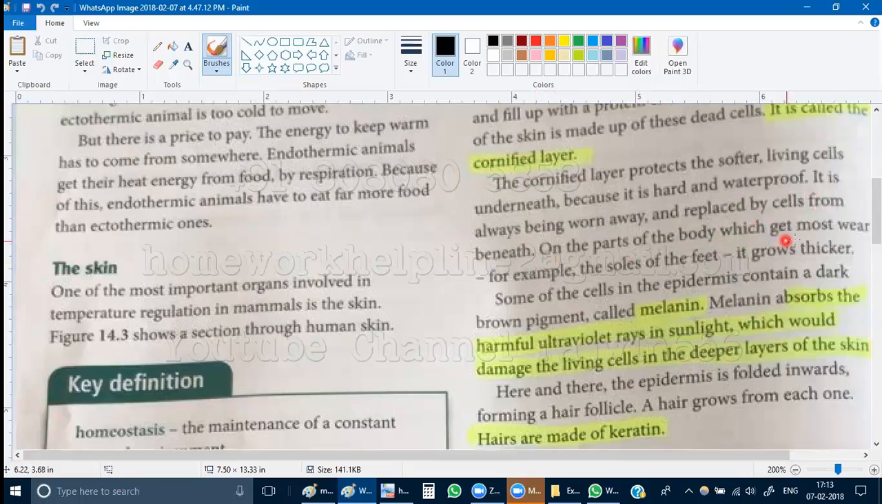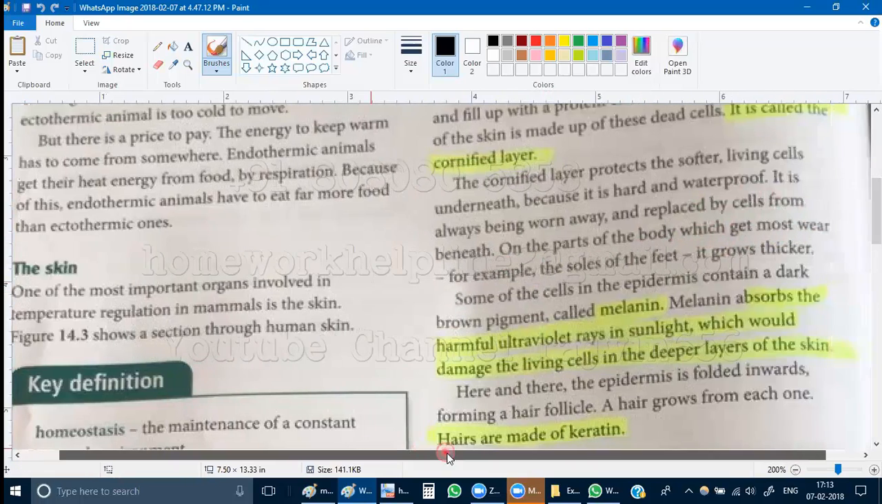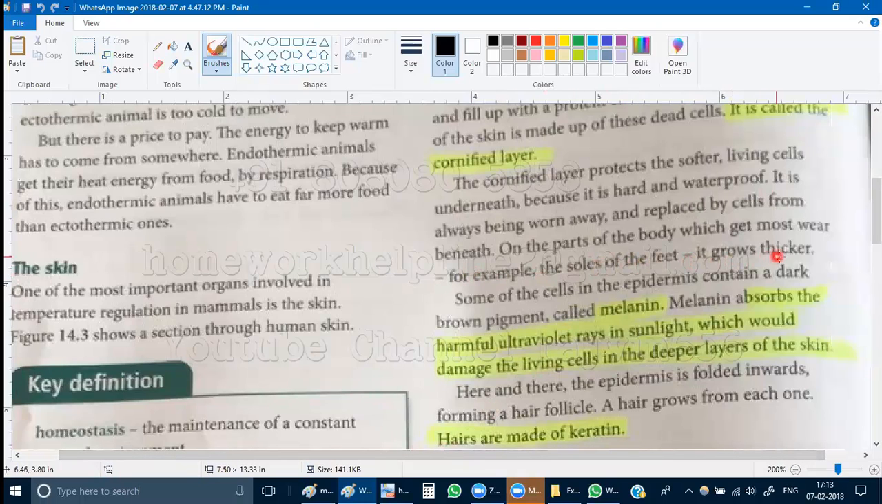On the parts of the body which get the most wear and tear, for example, the soles of the feet, it grows thicker. Why? Because the growth is faster. Some of the cells in the epidermis contain a dark brown pigment known as melanin. Melanin absorbs the harmful ultraviolet rays in sunlight, which would damage the living cells in the deeper layers of the skin. So this is the function of melanin. The darker the skin color, the more melanin is present. Therefore, African people, because there is more sunlight there, have more melanin and their skin is darker.